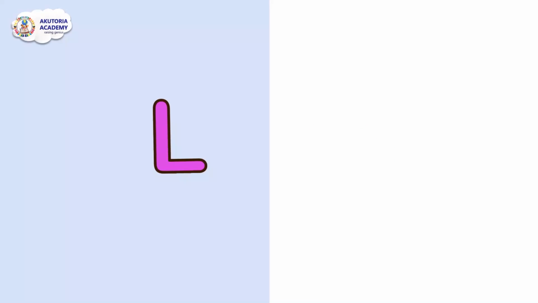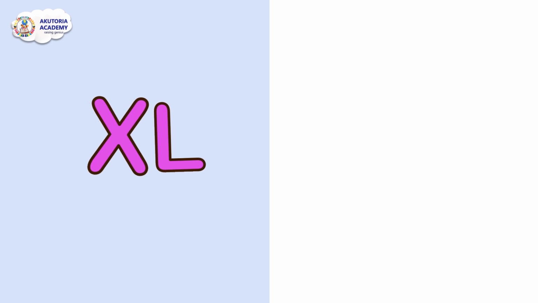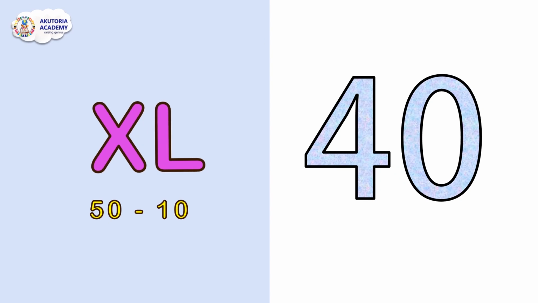We have L, we know L is 50, but what if we add an X to the left hand side of L? Remember, when a smaller number is added to the left hand side of a bigger number, we would subtract the small number from the bigger number. Here L is the bigger number 50 and X is the smaller number 10. So XL is 50 minus 10, which is 40. So XL signifies 40.